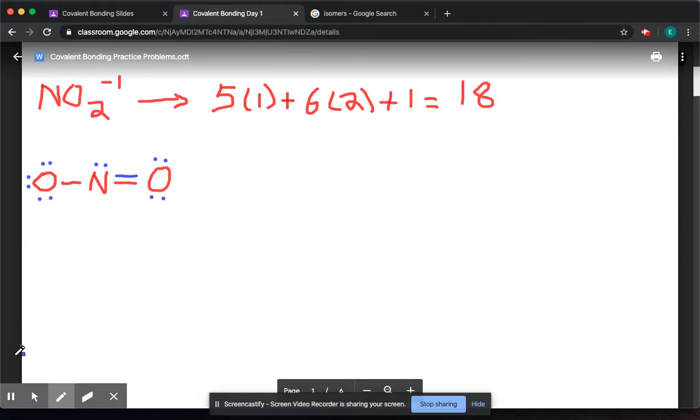You can either have that or you can have it come from the left instead. Okay? So this time we don't have 3 resonance structures, we only have 2. Okay? This time we only have 2. So we can either have the one on the left or the one on the right. These are your 2 resonance structures.